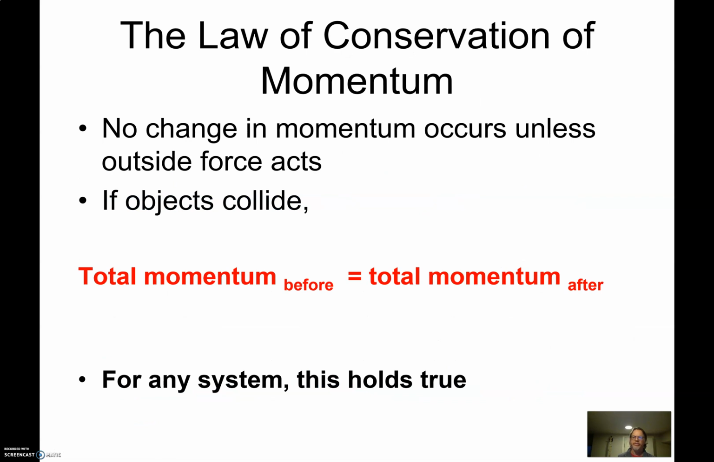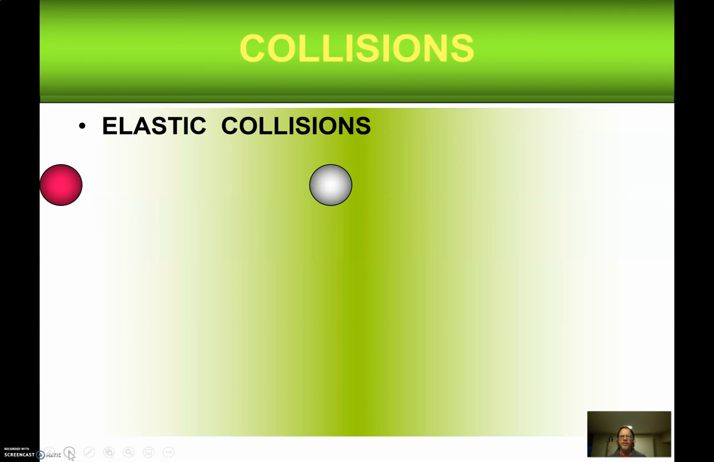Alrighty, so if you don't have any external impulses on something, whatever momentum you have beforehand has to be the same momentum as what you have after the fact. Okay? So this holds true for all systems. Alrighty, so we've got a collision between a couple things. Okay? Here's what an elastic collision is.